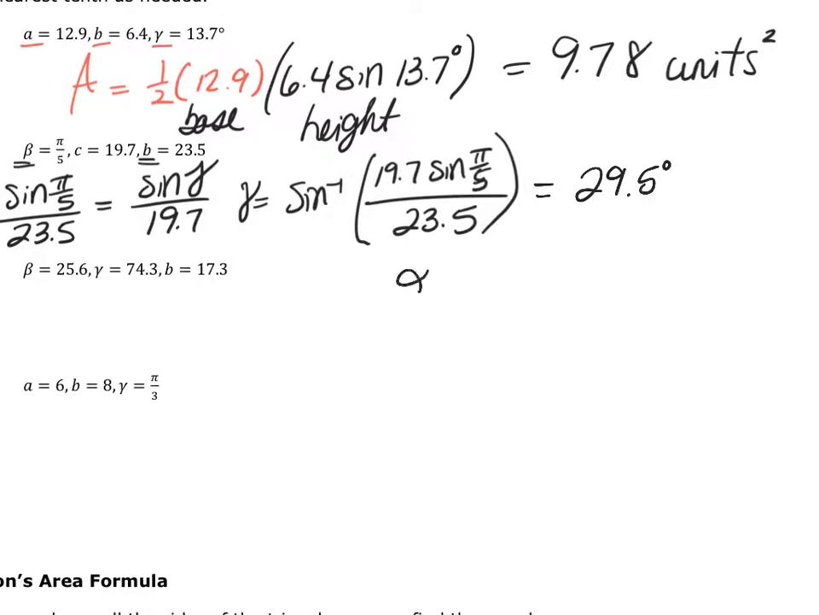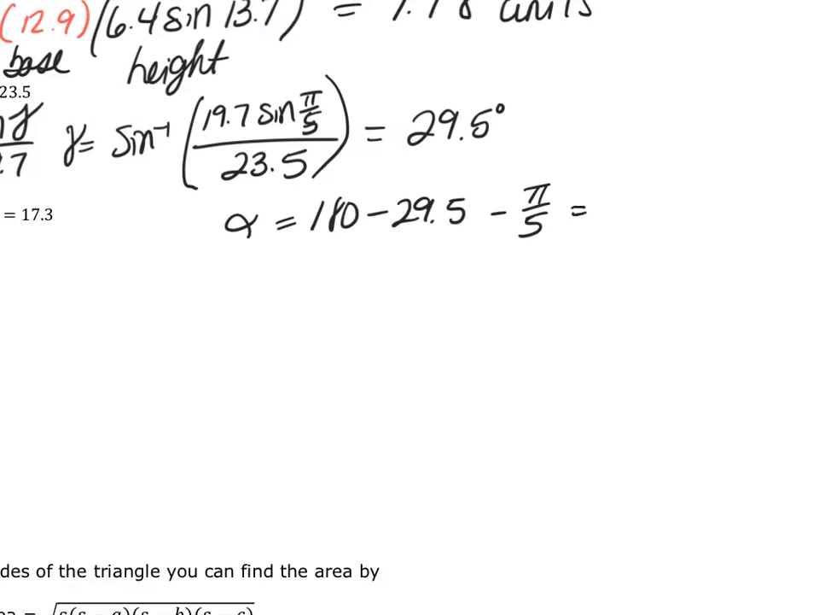So then alpha, and that's what I'm chasing, is equal to 180 minus the 29.5 minus the pi over 5. Were you in degrees or radians? Did you take the pi over 5 and turn it into degrees? Okay. So what is that in degrees then? What is alpha then? 36 degrees?